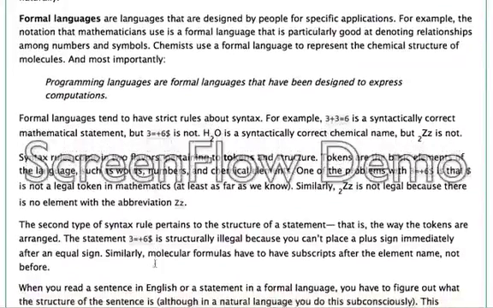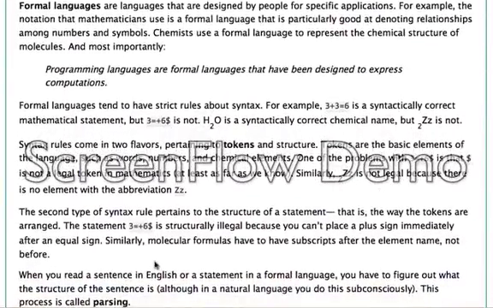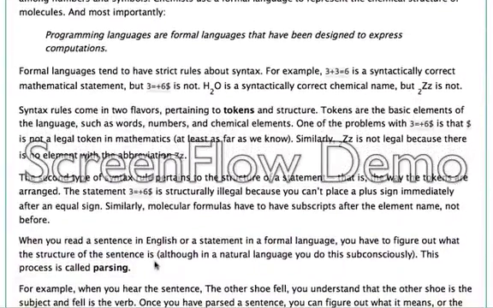The second type of syntax rule pertains to the structure of a statement, that is, the way the tokens are arranged. The statement 3=+6$ is structurally illegal because you can't place a plus sign immediately after an equal sign. Similarly, molecular formulas have to have subscripts after the element name, not before.